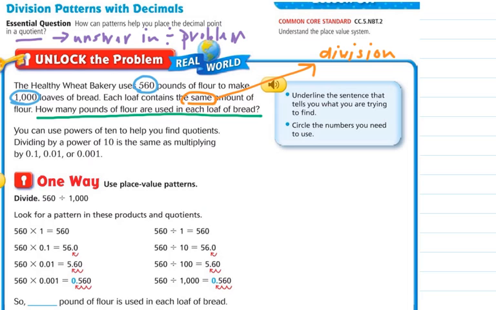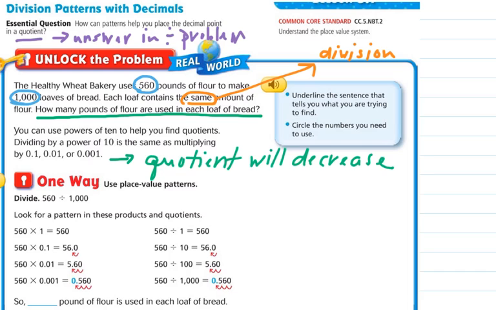So boys and girls, it says you can use powers of 10 to help you find quotients. Dividing by a power of 10 is the same as multiplying it by 1/10, 1/100th, or 1/1,000th. And boys and girls, when you multiply by a decreasing power of 10, your answer decreases. That's the same thing that will happen to your quotient. Your quotient, boys and girls, will decrease. So I'm going to write that out there just to keep that in mind as I go through and solve this first problem.